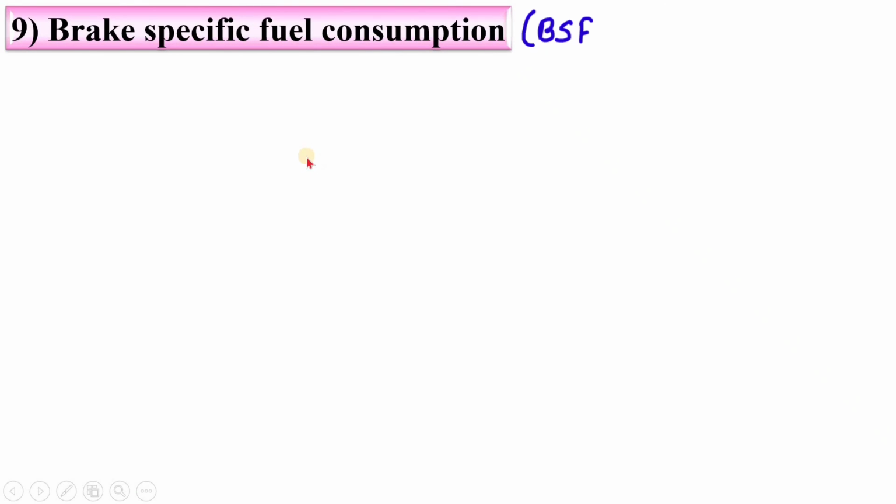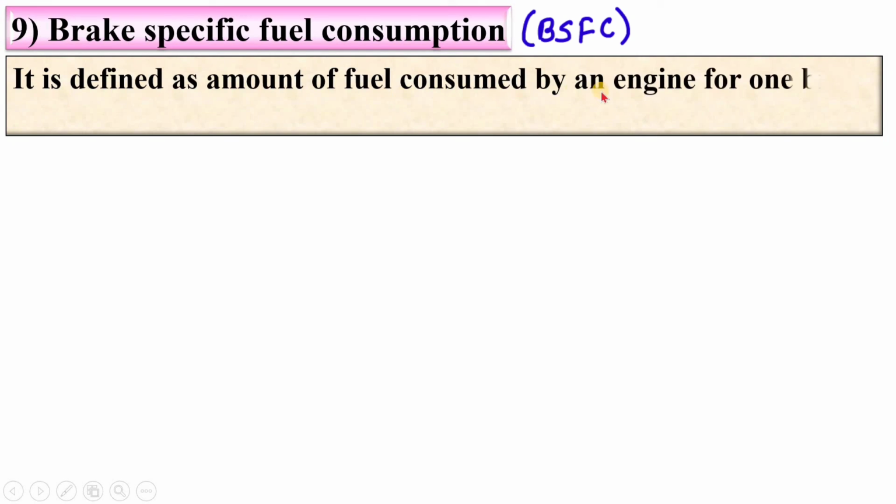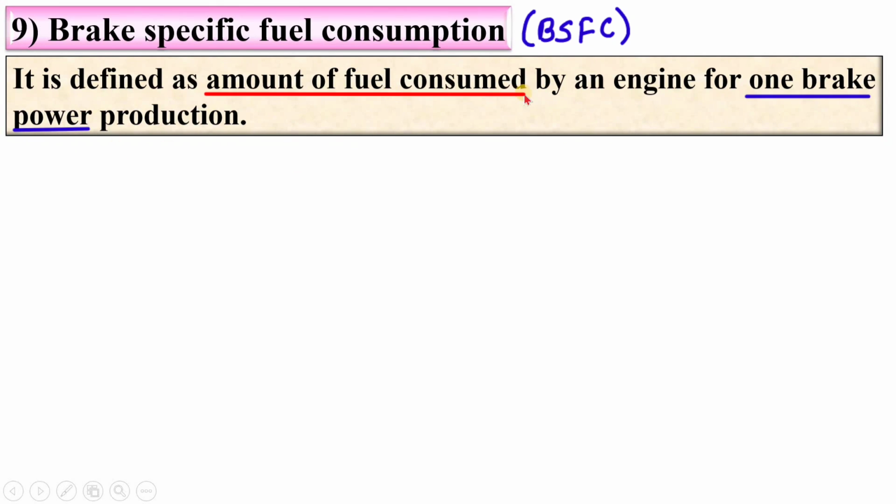Now the last one, brake specific fuel consumption. It is defined as the amount of fuel consumed by an engine for one brake power production. So very simple. To produce one brake power, the amount of fuel consumed is known as brake specific fuel consumption.